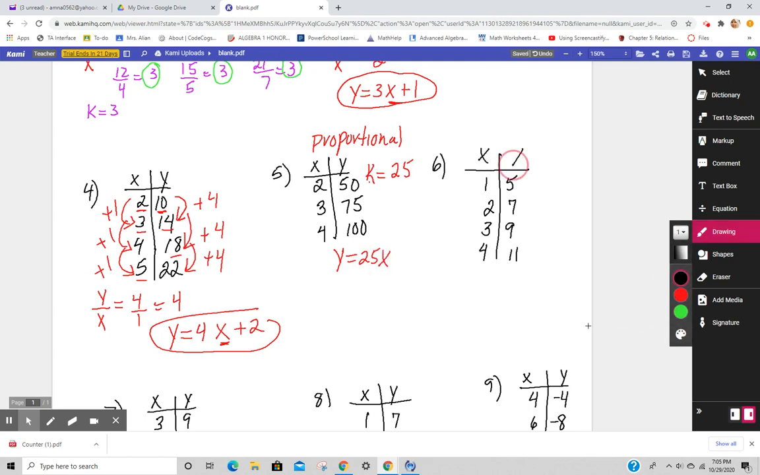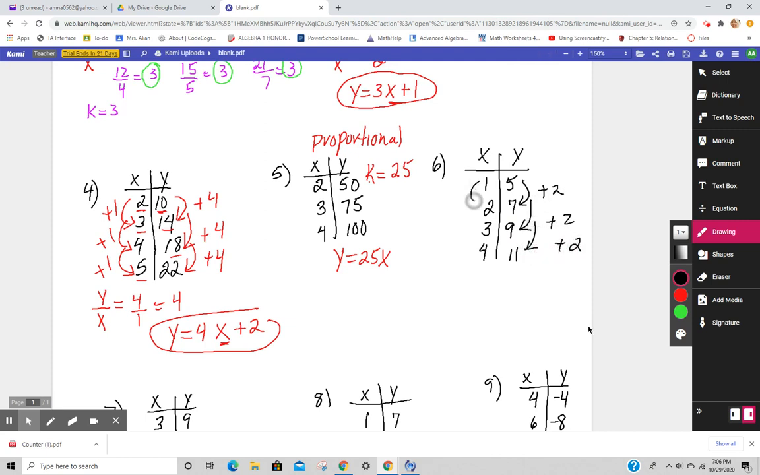Okay, let's go to the next one. All right, let's check and see if it's proportional. 5 divided by 1 is 5. 7 divided by 2 is not 5, so this is not proportional. So we're going to have to look for the constant rate. See how the y's are changing. From 5 to 7, we're adding 2. From 7 to 9, we're adding 2. From 9 to 11, we're adding 2.